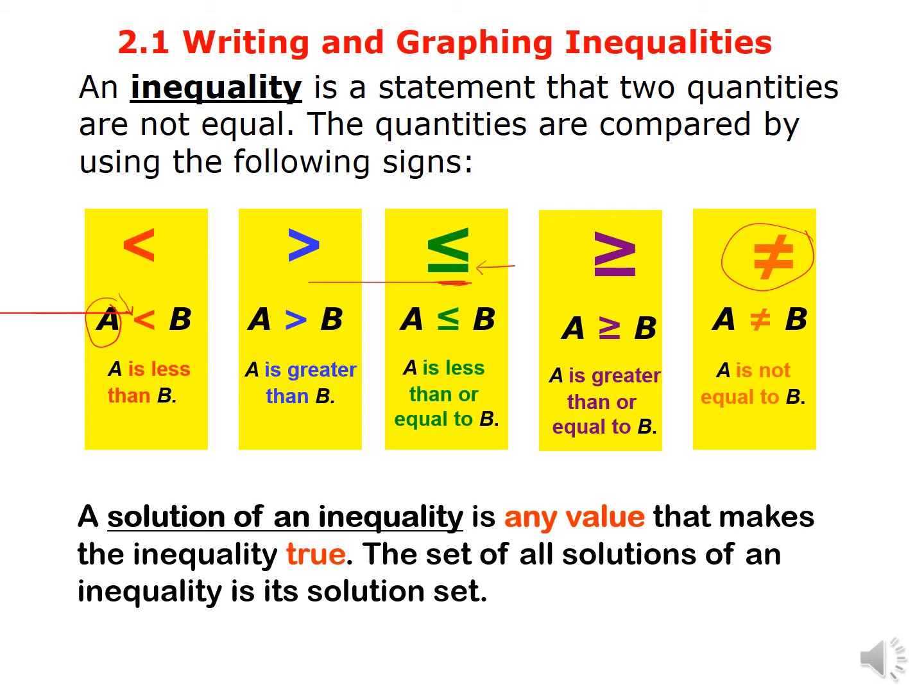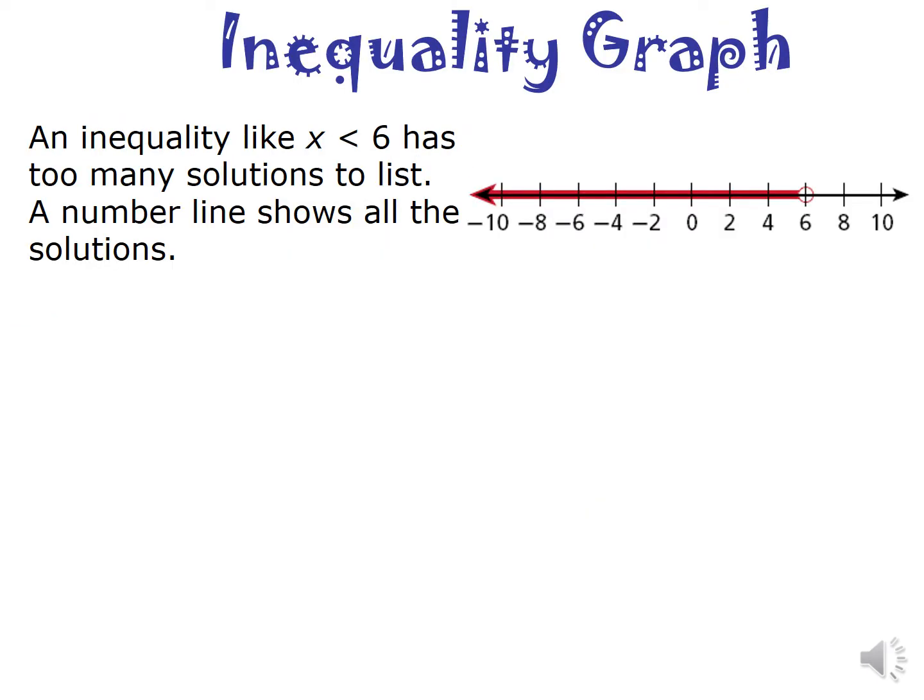The solution of an inequality is any value that makes the inequality true. The set of all solutions of an inequality is called its solution set. So now if you look at a graph like this, here we have an inequality x is less than 6. It's not equal to 6, so I put an open circle there. And it's less than, meaning it's all the numbers less than, meaning negative 4 2/3, negative 2 1/2. So all those numbers are part of its solution set.